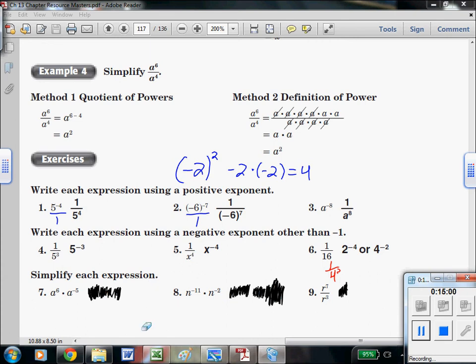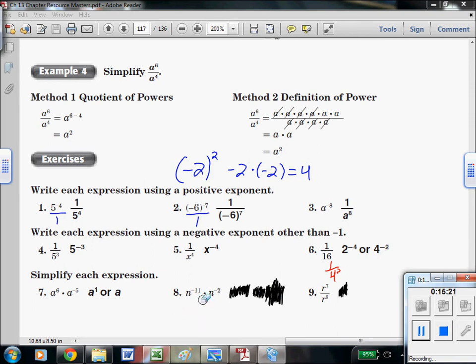Now down here, simplifying each expression, when you do these, you're going to use the properties we talked about. This is the product property that's multiplying. So you're going to do 6. Remember, you add exponents. So 6 plus negative 5 means 6 minus 5. 6 minus 5 is 1. So that means a to the 1 power. Well, a to the 1 power, that's just a. So that's the answer, number 7.